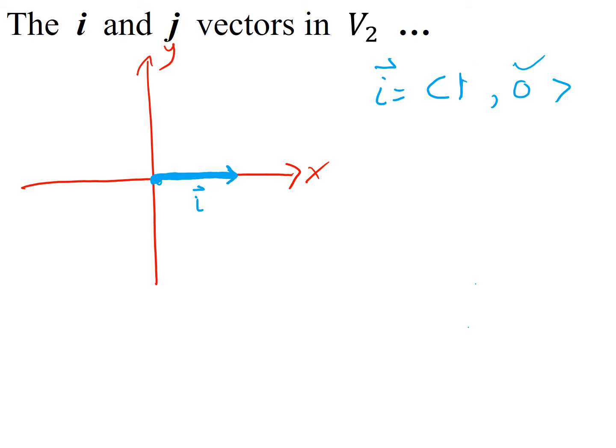Okay, and then the j vector, it's going to be a vector of length 1 that's pointing in the same direction as the y-axis. So that's vector j. Sorry, my j looks kind of funny there.